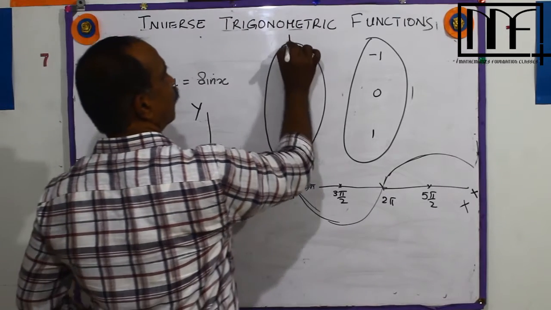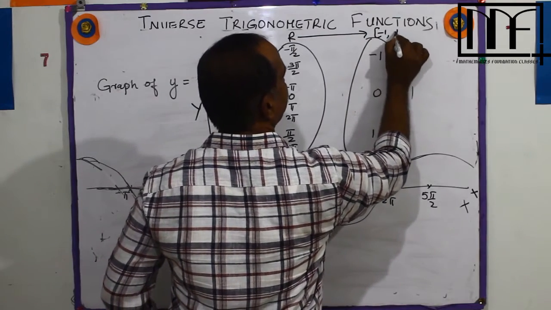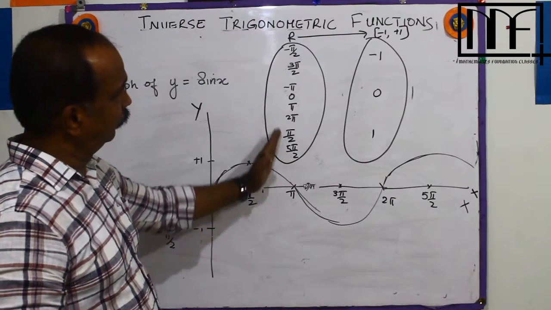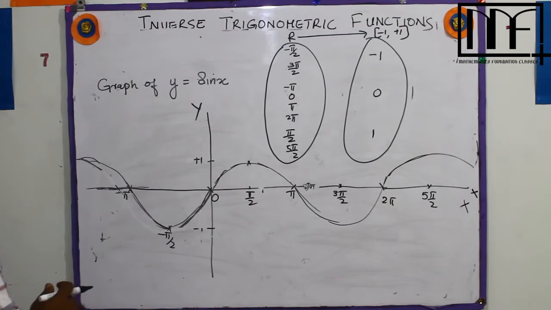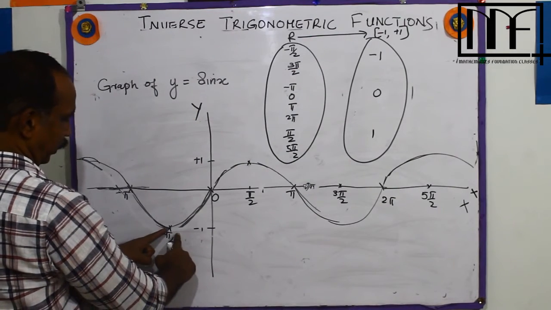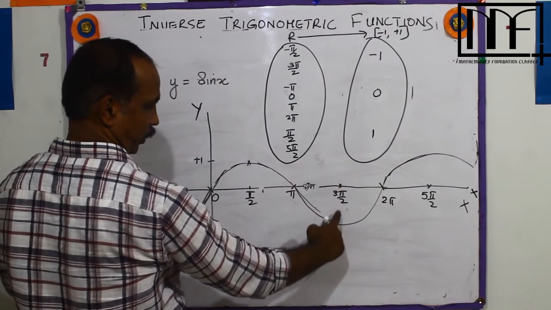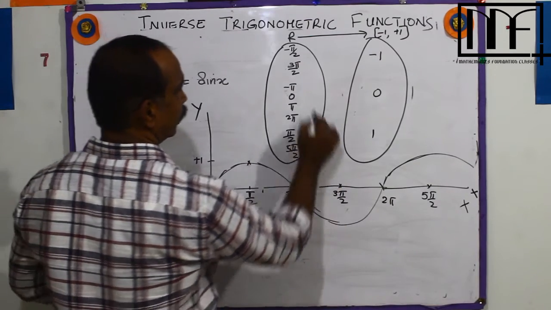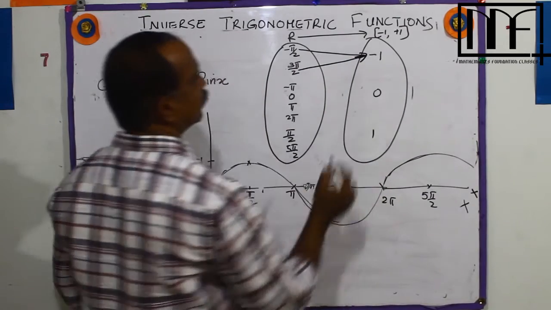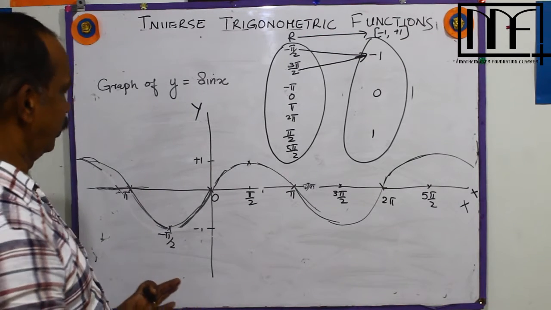Of course, it is a function from the real numbers to the range negative 1 to positive 1. But again, look at the values. Negative pi by 2, that is negative 90 degree, the value is negative 1. And 3 pi by 2, that is 270 degree, again the value is negative 1. Therefore, negative pi by 2 and 3 pi by 2 share the same value in the codomain, the range. Therefore, it is a many-one function.